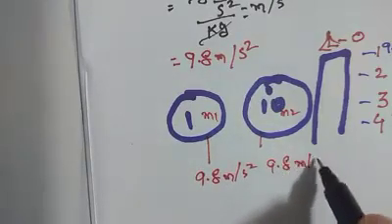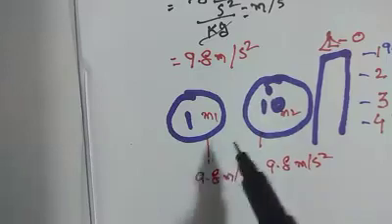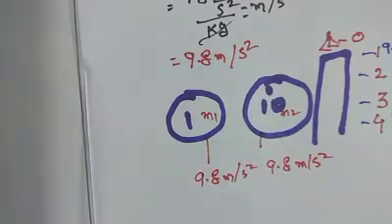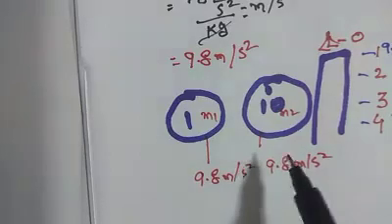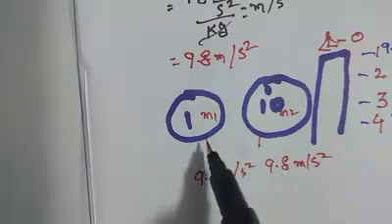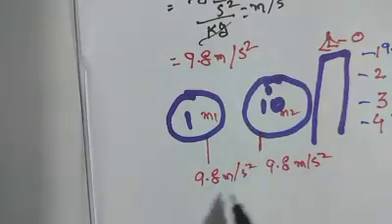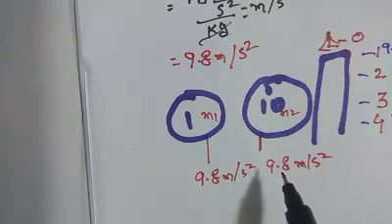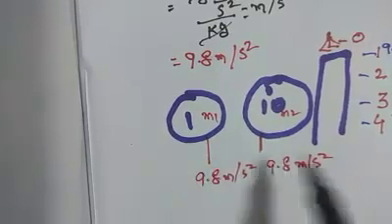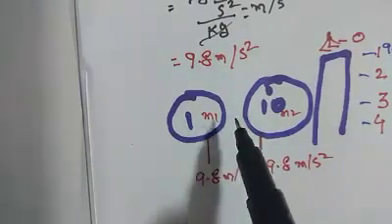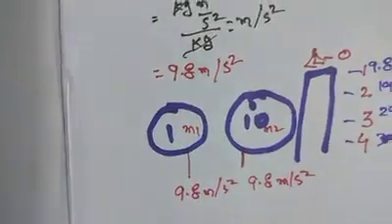9.8 meters per second squared. So irrespective of the mass, just note my point, it doesn't matter what the mass is. Irrespective of the mass, the velocity will increase. The velocity is always going to increase, and it is going to accelerate at 9.8 meters per second squared, irrespective of the mass.